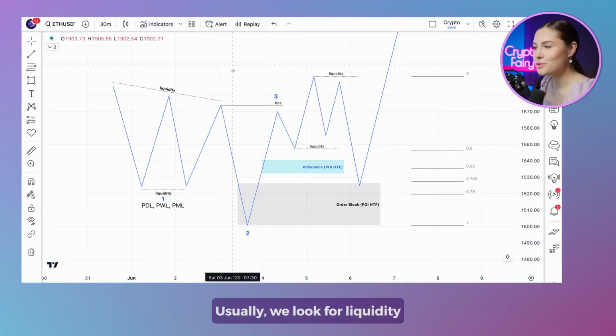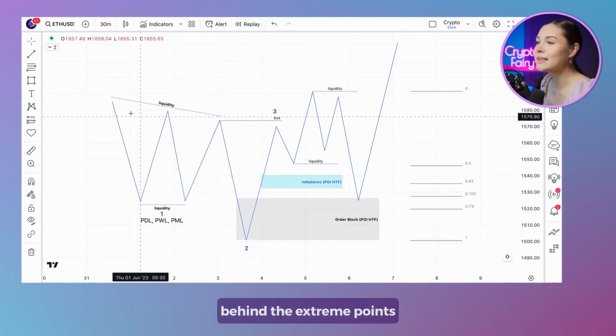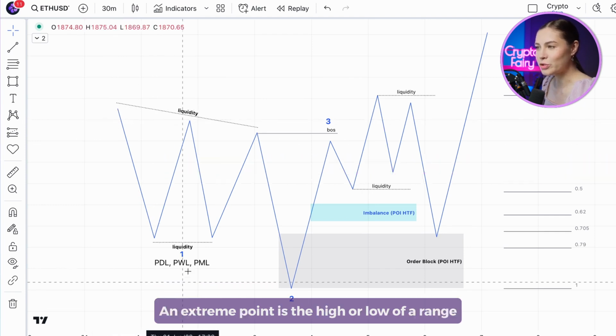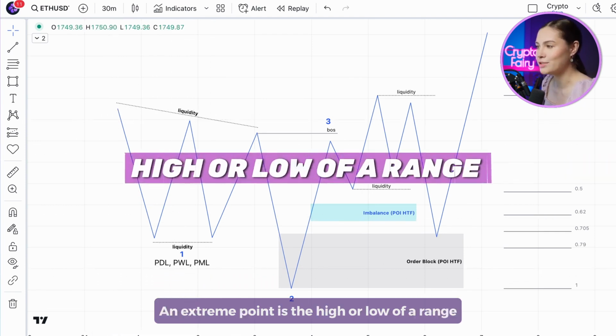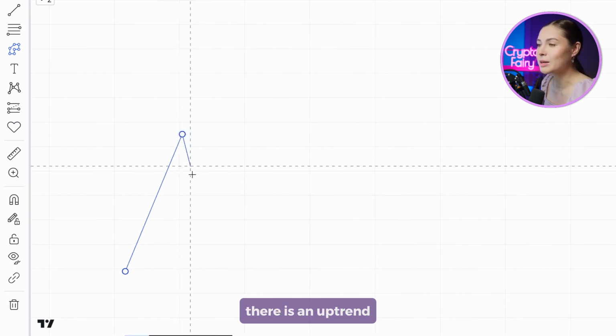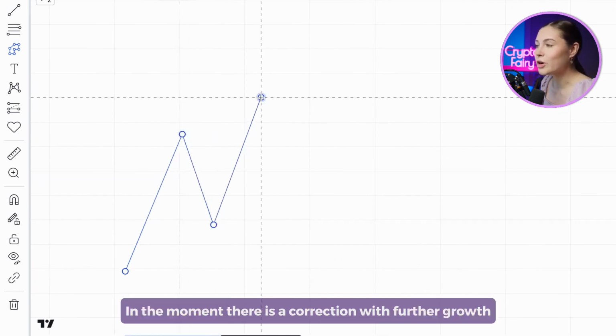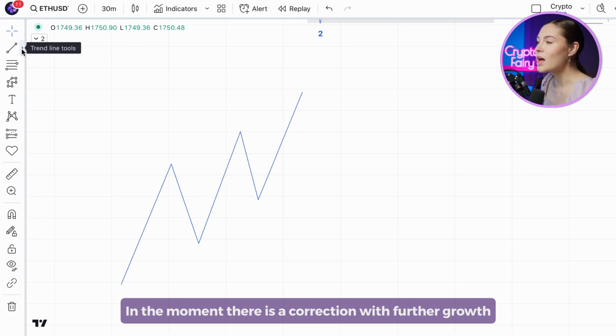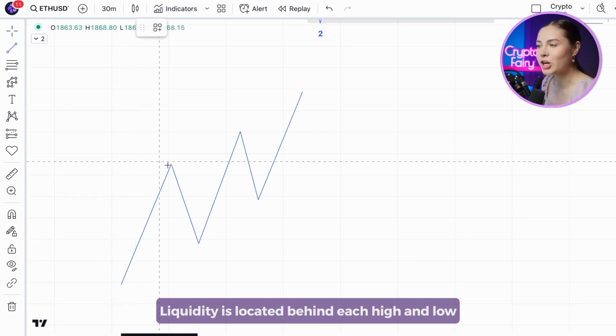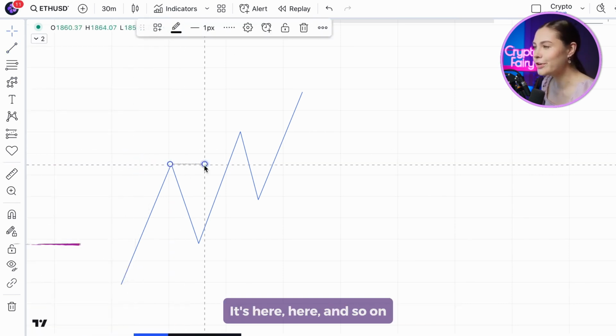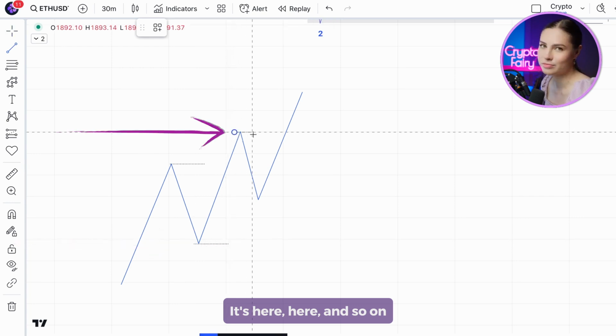How to spot liquidity on the chart? Usually we look for liquidity behind the extreme points. An extreme point is the high or low of a range. For example, there is an uptrend. At some moment, there is a correction with a further growth. Liquidity is located behind each high and low. It's here, here, and so on.